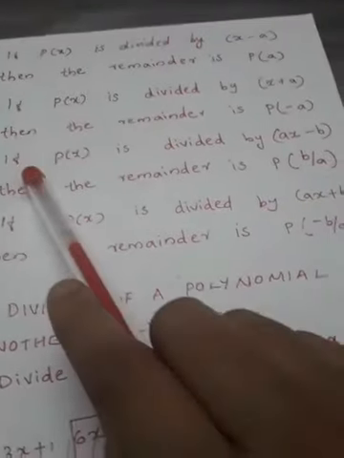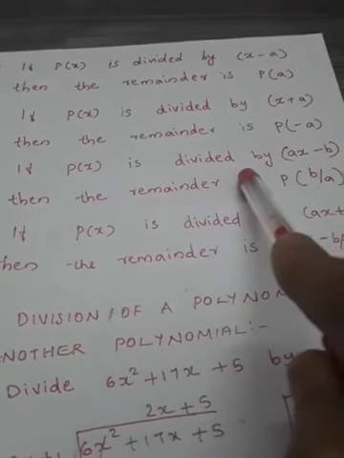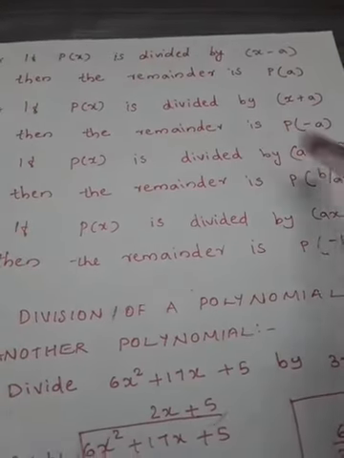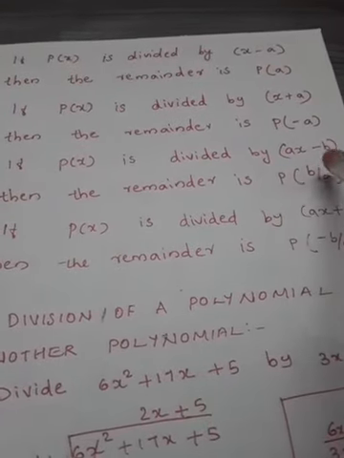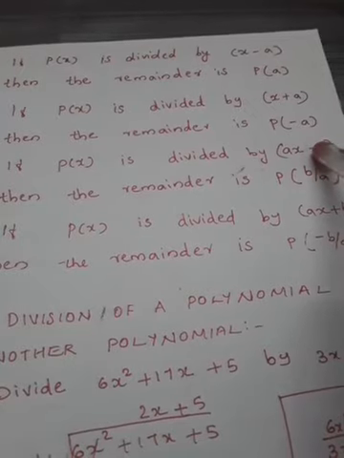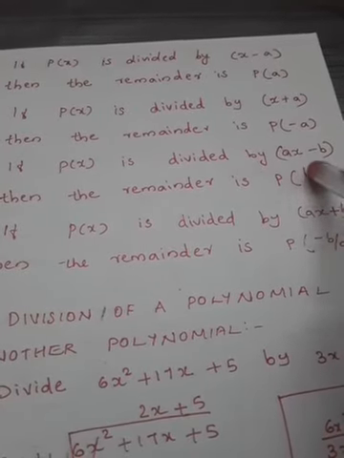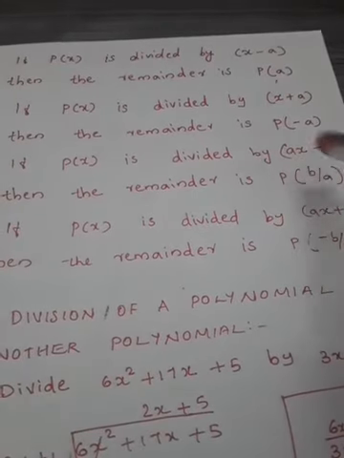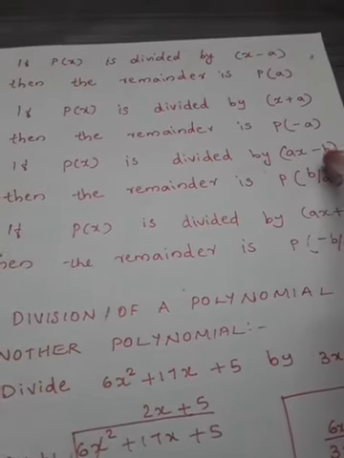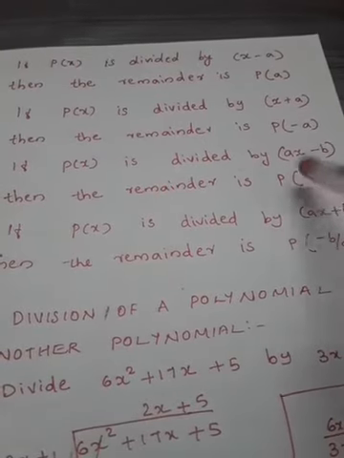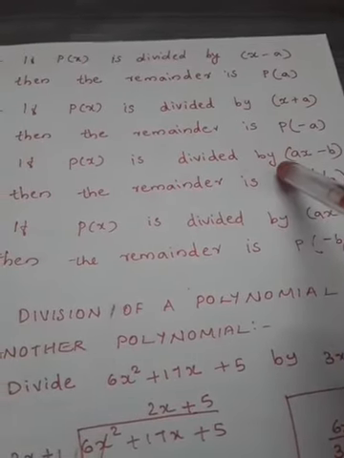And the third one is, if p of x is divided by ax minus b, then the remainder is p of b by a. This number we should write as the numerator. Here minus b, so we change it to positive b by a. If it is negative, that itself we should write. But we should change the symbol of the second term. So here p of b by a.